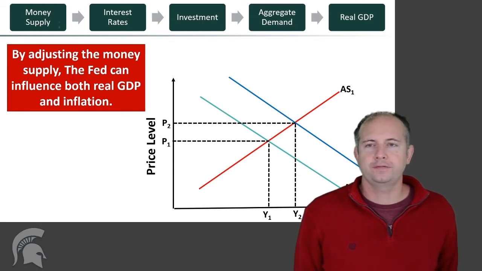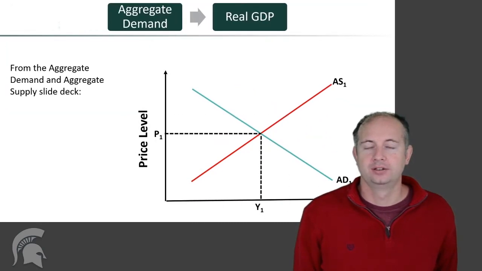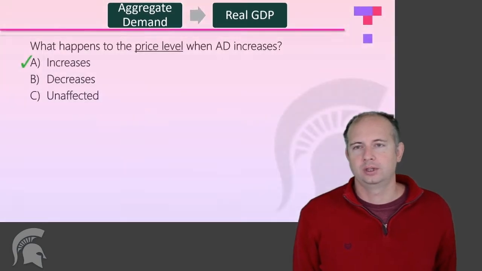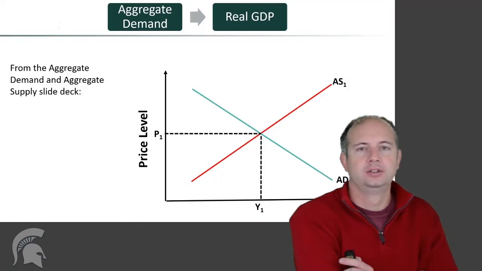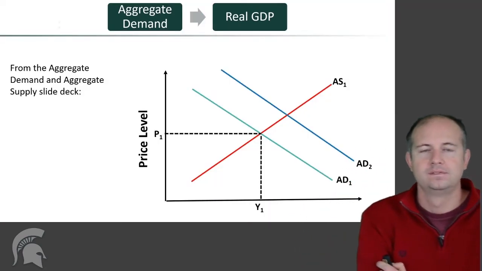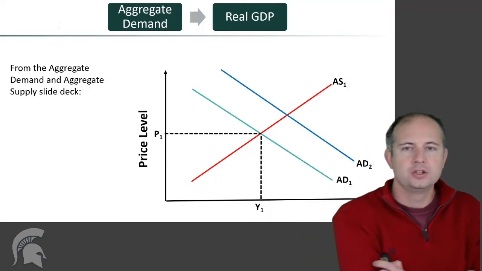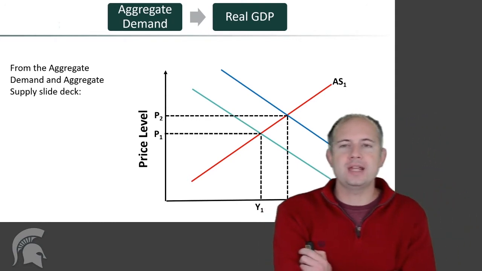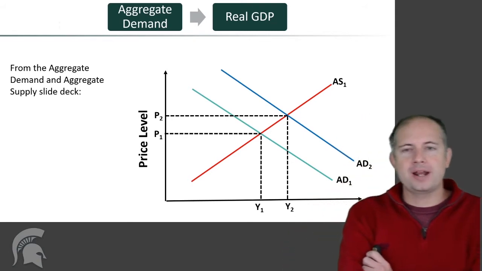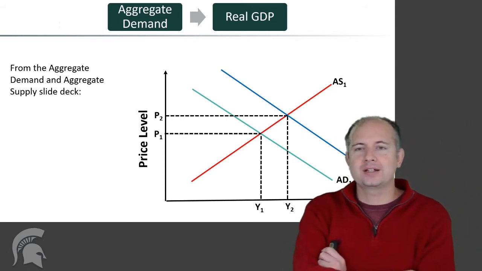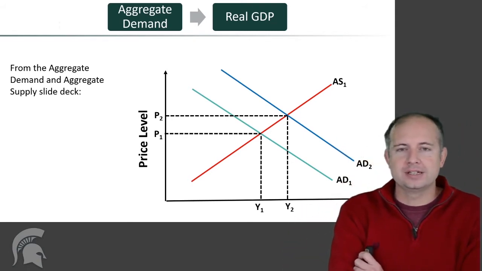The answer for the last top hat question was A, it increases. So the relationship between GDP and inflation, by this model, if we're moving around aggregate demand, we do expect to see an increase in inflation.